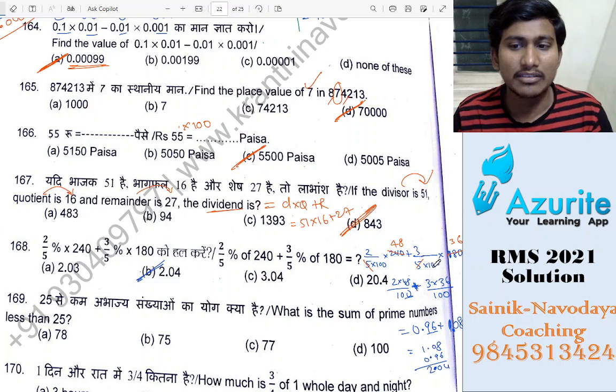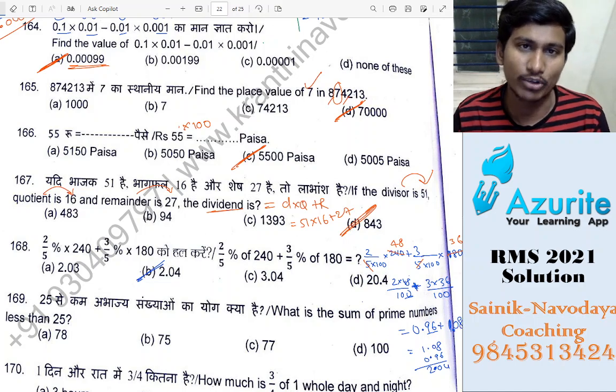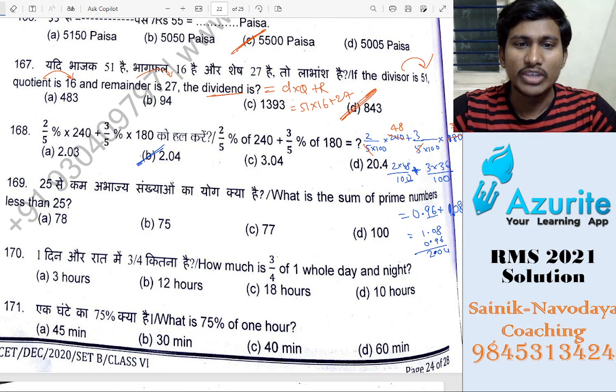3 by 5 divided by 100 into 180. So 5 how many is 180? 5 36s, I cancel it. So what is remaining? 3 into 36. 3 into 36 is how much? 108. 2 zeros means 2 decimal points, that is 1.08. Now if you add, you will get 2.04. Option is option B. Okay now? Understood? Very easy. So now next question, right?